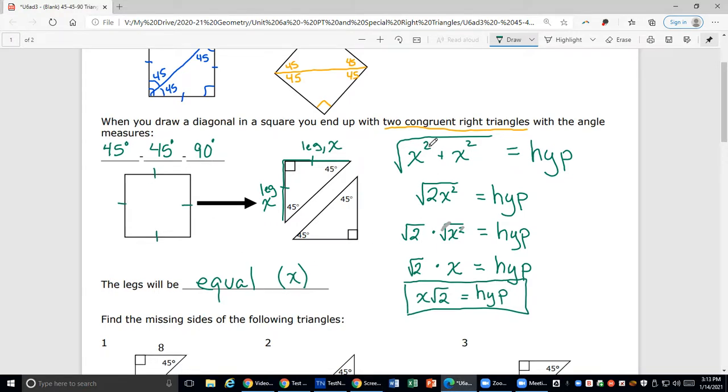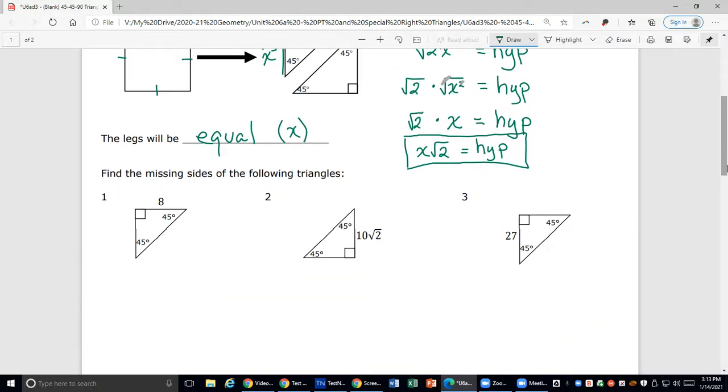Okay? And then we looked at, well, if I know what those two legs are, can I figure out what my hypotenuse is? Knowing that for the hypotenuse, we add the two legs squared together inside our square root. And we simplified it to see that the hypotenuse is going to be whatever the leg is times the square root of 2. So let's see how we can apply that to some sample problems.